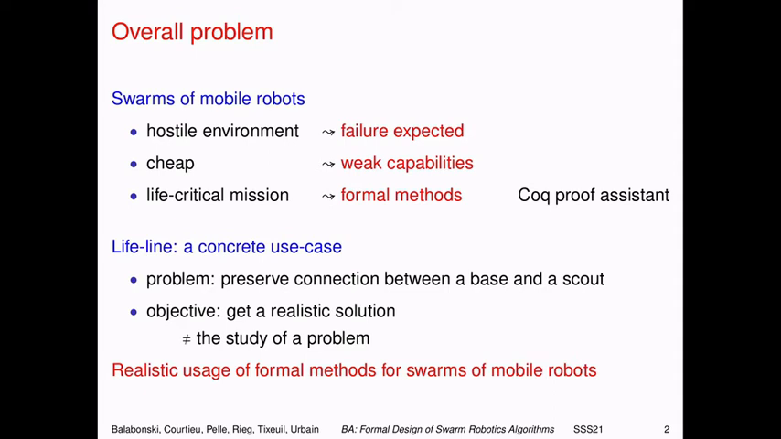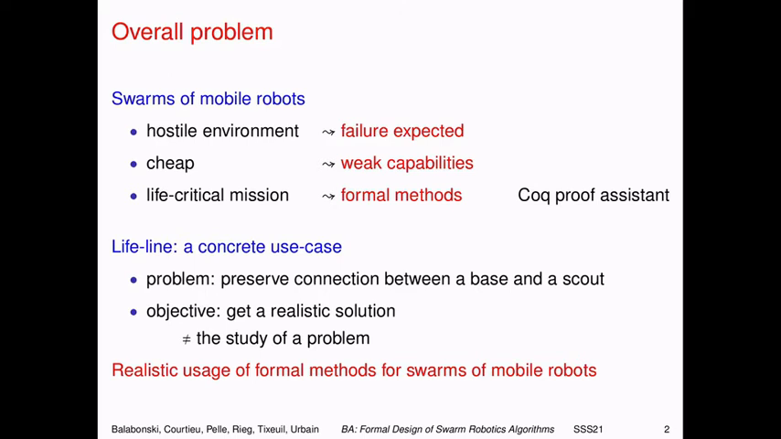In a harsh environment, a robot may fail. So if you send a single one, then you'll have a complete failure of your mission. Whereas if you send a whole flock of them, it may recover from the failure of some robots. As some will fail, you want them to be cheap, which means they only have weak capabilities. But despite these weak capabilities, you still want to be able to tackle life-critical missions with the highest level of assurance, which in our case means using formal methods, in particular the Coq proof assistant.